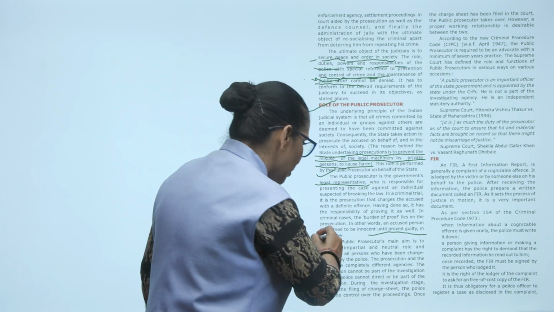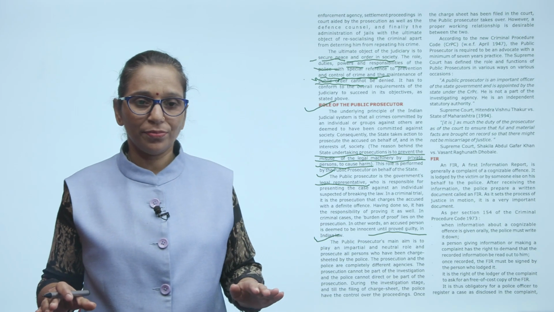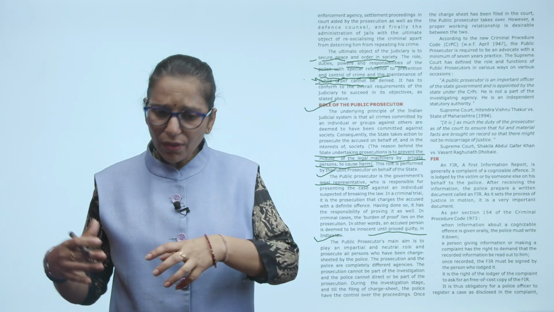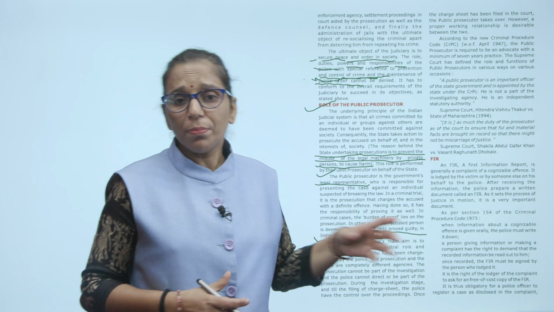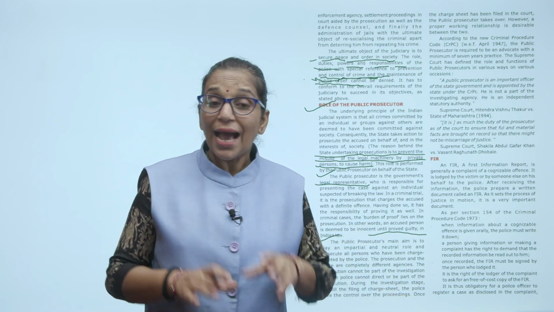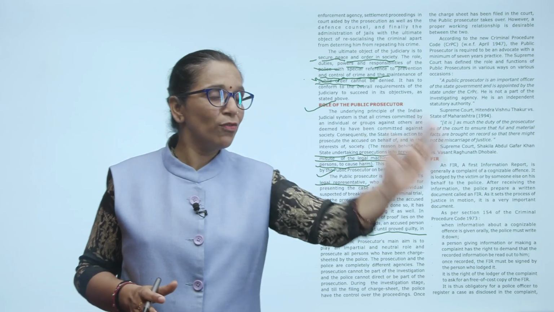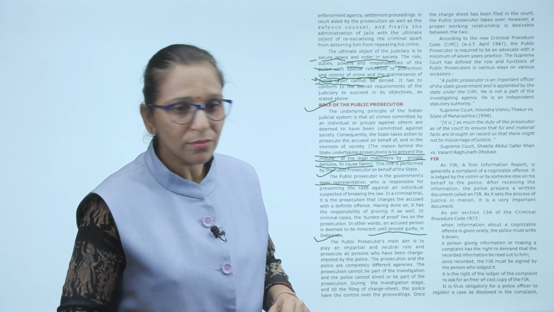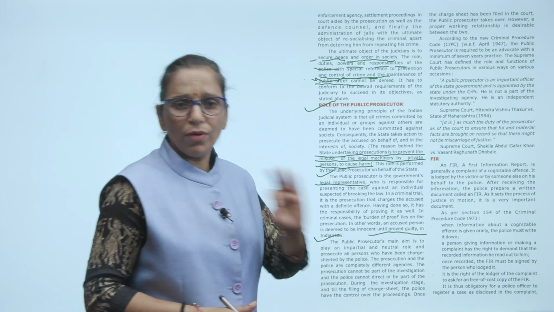Now the public prosecutor's main aim is to play an impartial and neutral role. Though he is a public prosecutor, it doesn't mean that when he is going to present the case in front of the court, he can be partial. No. He has to be impartial, neutral to both sides. He cannot take the side of this person or that person. Impartially he is going to present his view for this case. Now, for all persons who have been charge-sheeted by the police, he will work impartially.